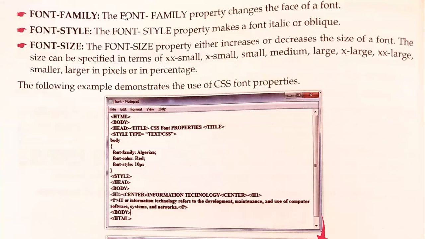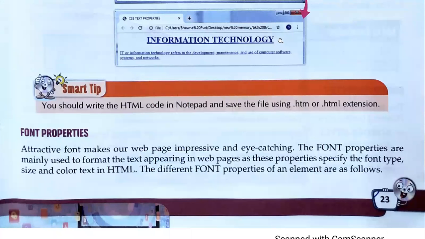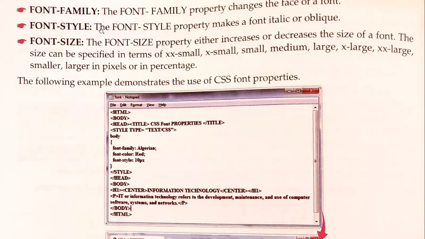So the first one is the font family. I think you can guess: the font family changes the face of a font. Just like you can change this to Algerian, you can change it to different kinds of font family, as you can see on your screen. This information technology is written in a different format, and this paragraph or this sentence is written in a different manner, a different style. Next is font style. Font style means do you want to make your font italic, oblique, bold, etc. Font size, as the name suggests, lets you change your font to smaller or larger, whatever you want to do.